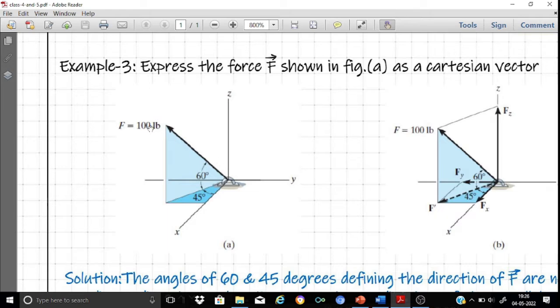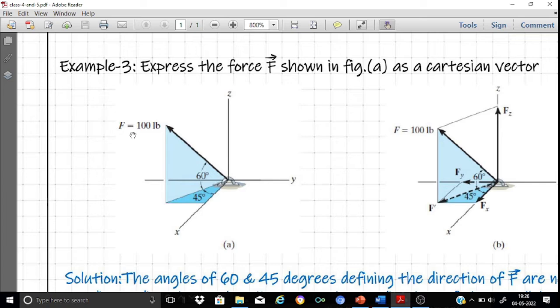So the magnitude of this force is given to me and the direction is also clearly mentioned. That is, this force F makes an angle of 60 degrees with my XY plane, right? And it's also given that the projection of this vector onto the XY plane, that is this line, makes an angle of 45 degrees with the positive x-axis. It does mean that F is defined completely in terms of its magnitude as well as the angles' directions.